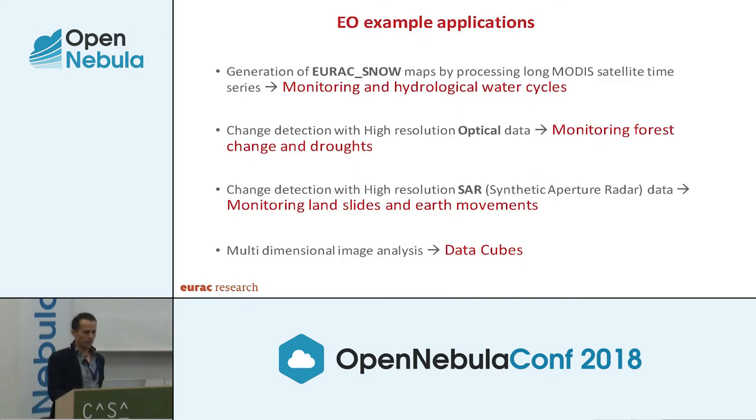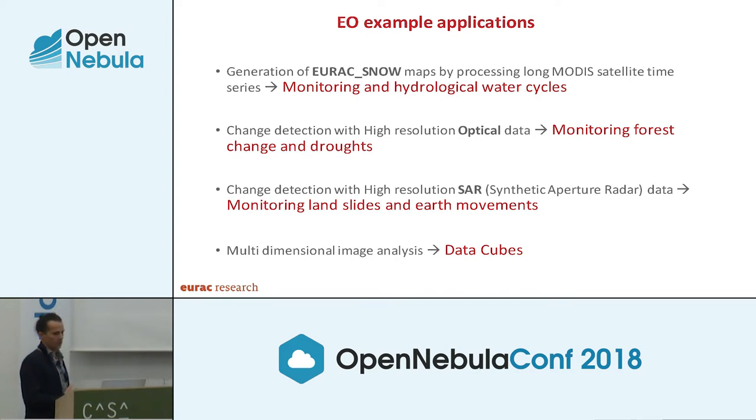Again, also here we have the necessity to expose these big amounts of data in a performant way. Okay, here are some typical applications in the field of environmental monitoring. For example, the generation of a snow map, which can then lead to hydrological models, and change detection via optical and radar satellites. An important component are the radar satellites because they can also penetrate the soil, but again, they are very demanding in storage and computing, so that's why we need also quite a performant computing environment.